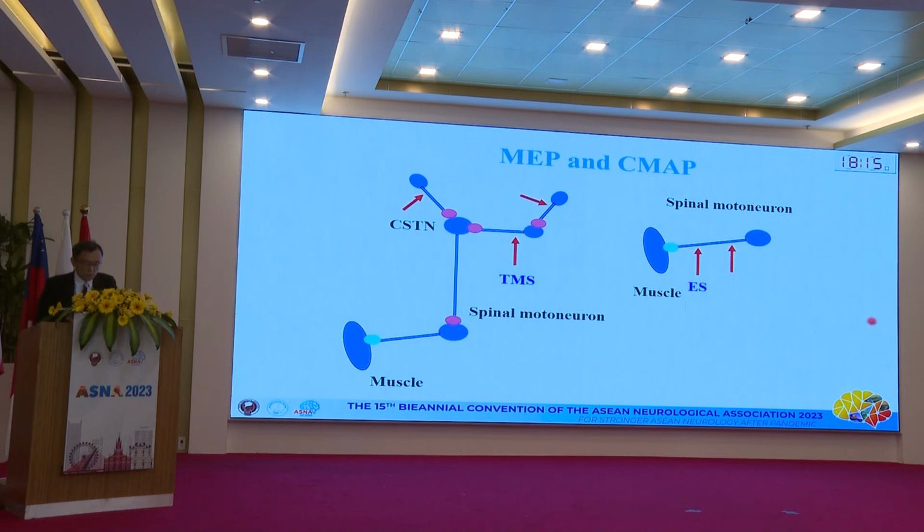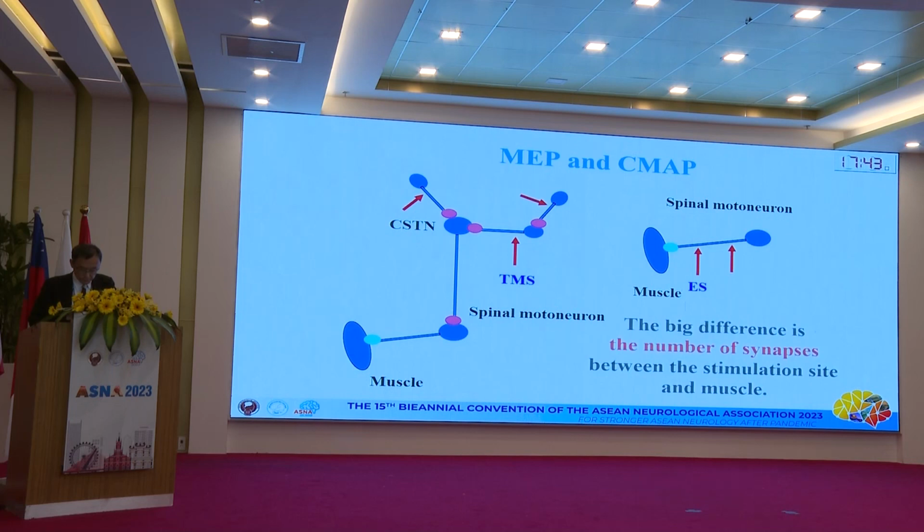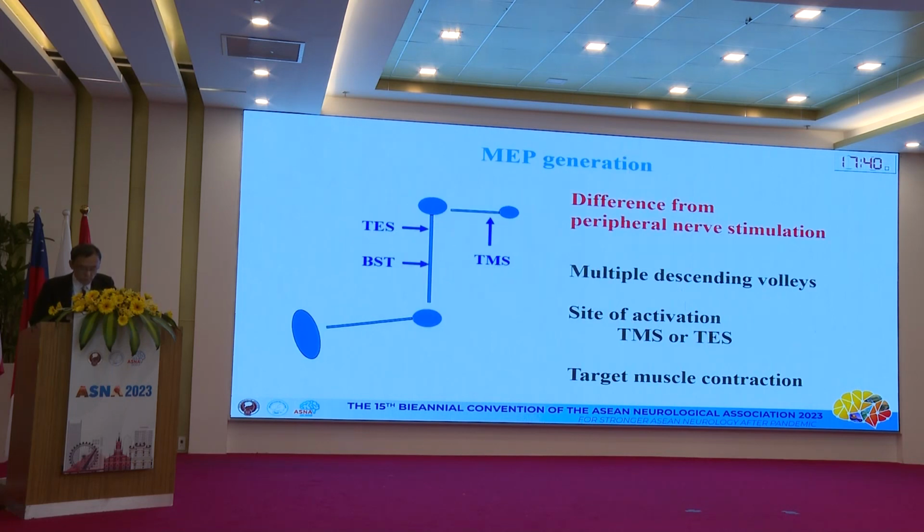However, stimulation of the motor cortex works this way. The corticospinal tract is monosynaptically connected to the spinal motor neuron and neuromuscular junction. And TMS stimulation is not only direct here, but maybe also activates some interneurons in the motor cortex. So the response and stimulation site may include two or more synapses. That makes some difference between nerve conduction studies and TMS MEP. So please remember this part.